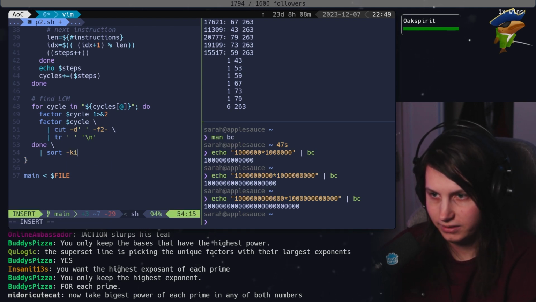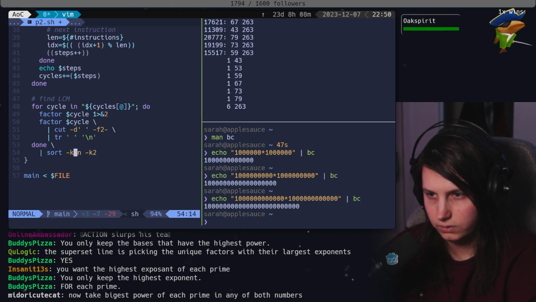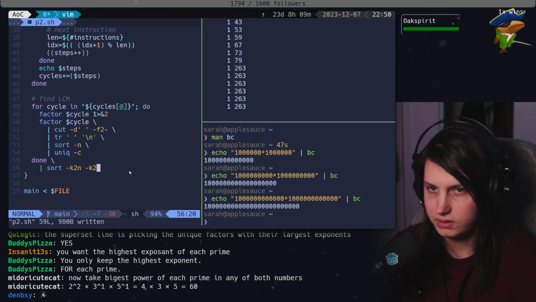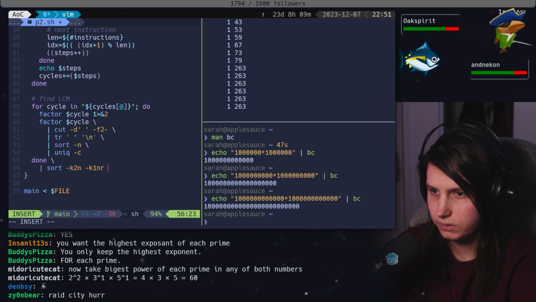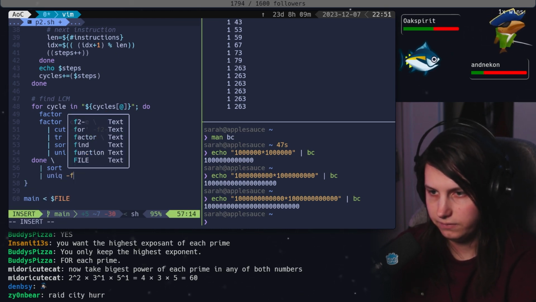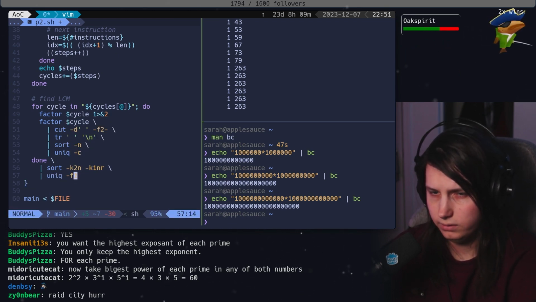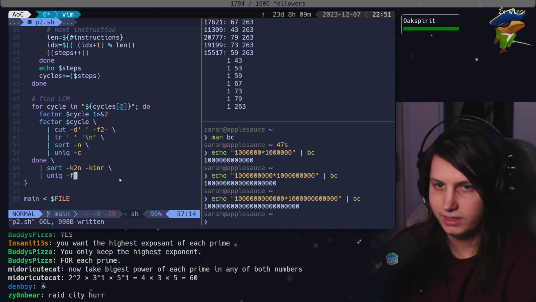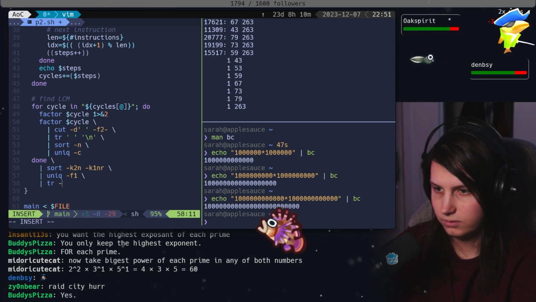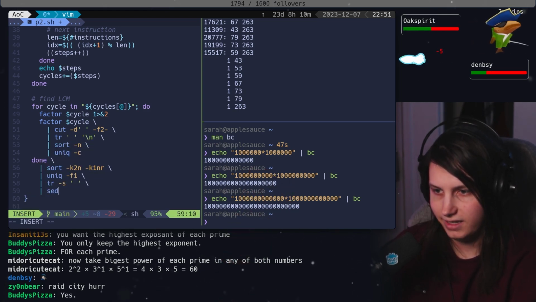So K1, N, K2, no. We start with key 2. So this will tell us the highest exponent of each one. And then all we have to do is go into unique F2 or F1, I think. Should trim off the, we got it now. We got it now. We do a little bit of sed.